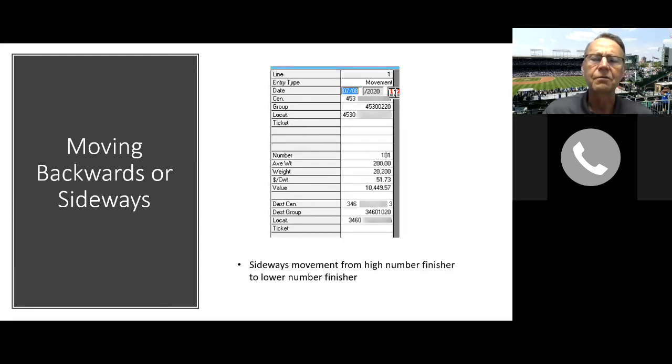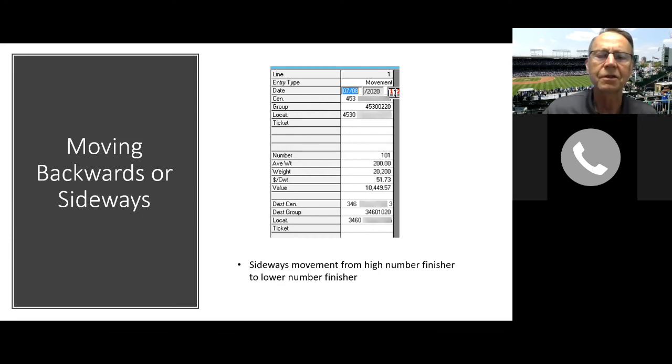Here's a situation that many people aren't aware of. Within a stage, within a center, they're moving from a high number center to a low number center, and within the center. So once you get within the center or stage, it still has to figure out the order to process.